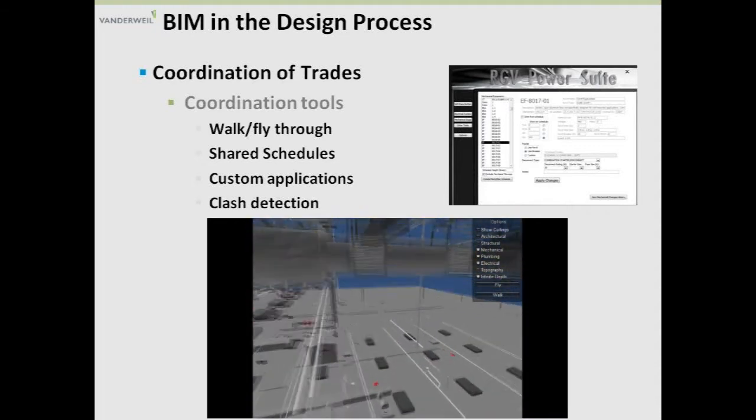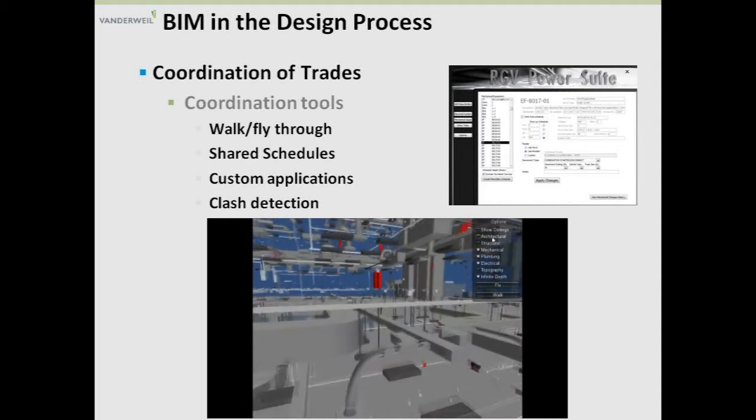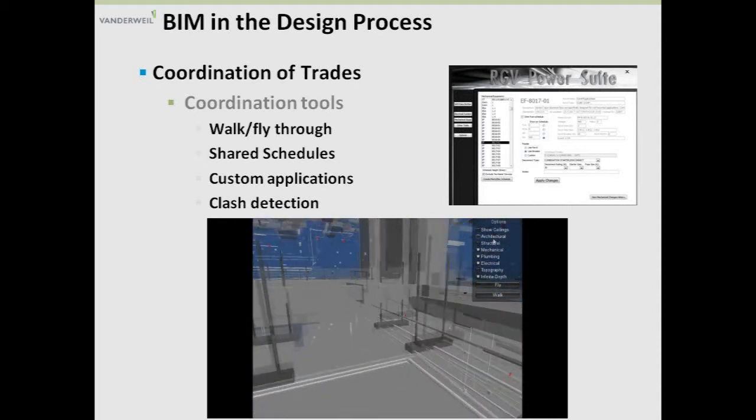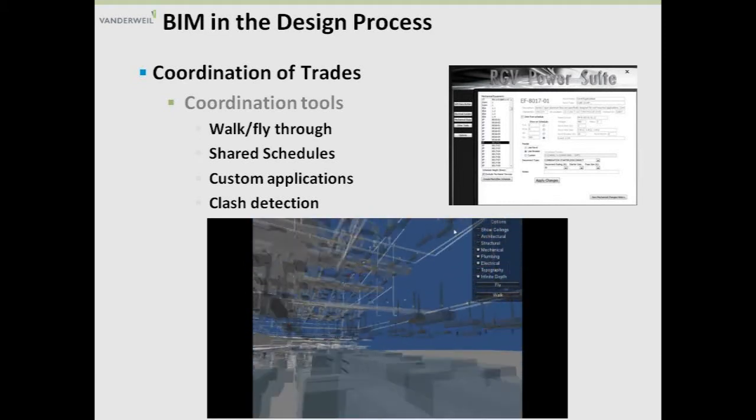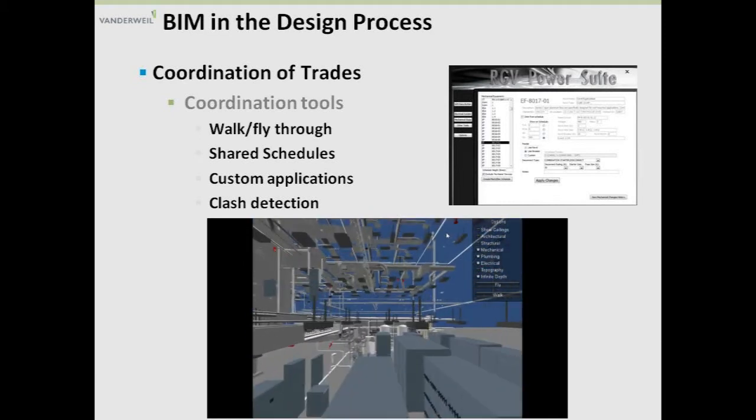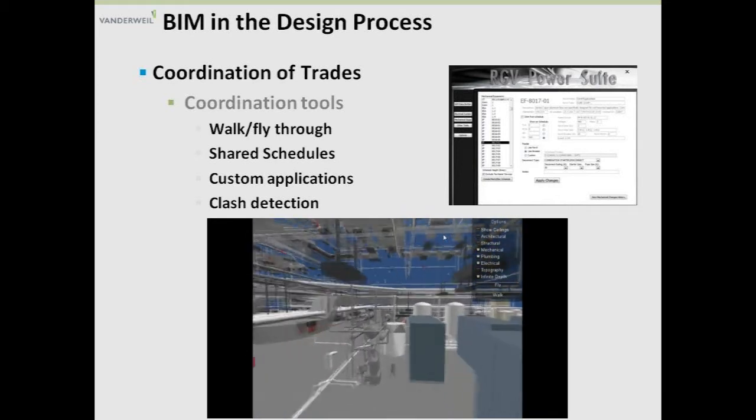And then clash detection, which I'm not going to get into right now. John's going to tell us a little bit more about clash detection, but it's the ability to see if any of you are sharing the same space, if you've got pipes running into ducts, or ducts running through structural beams.